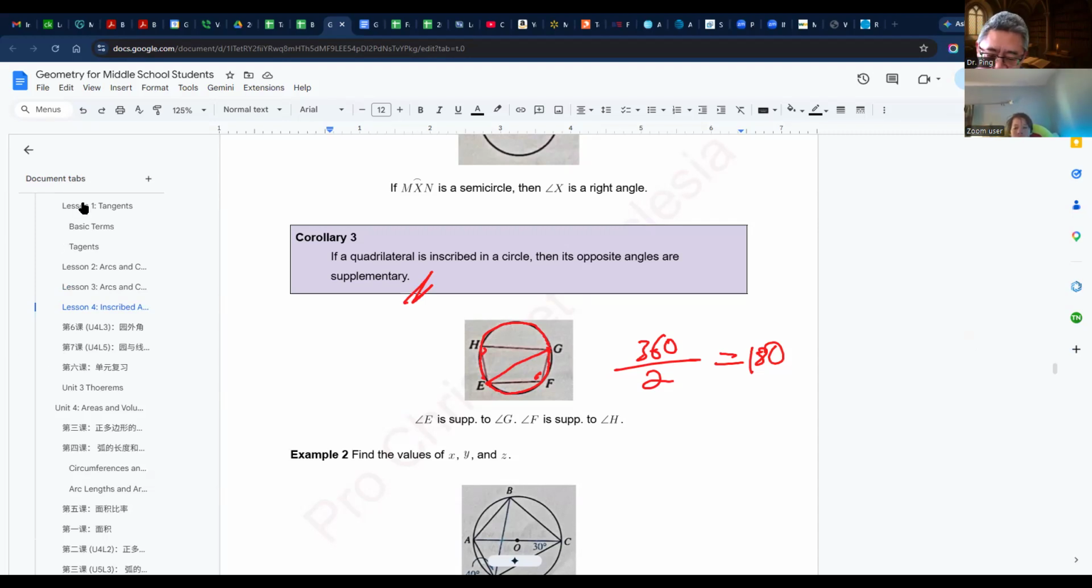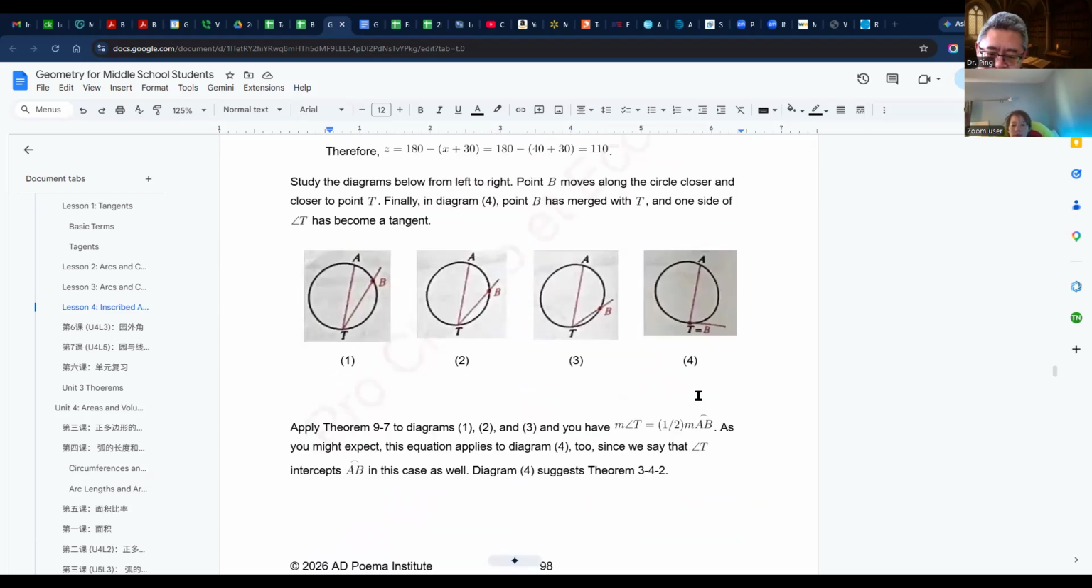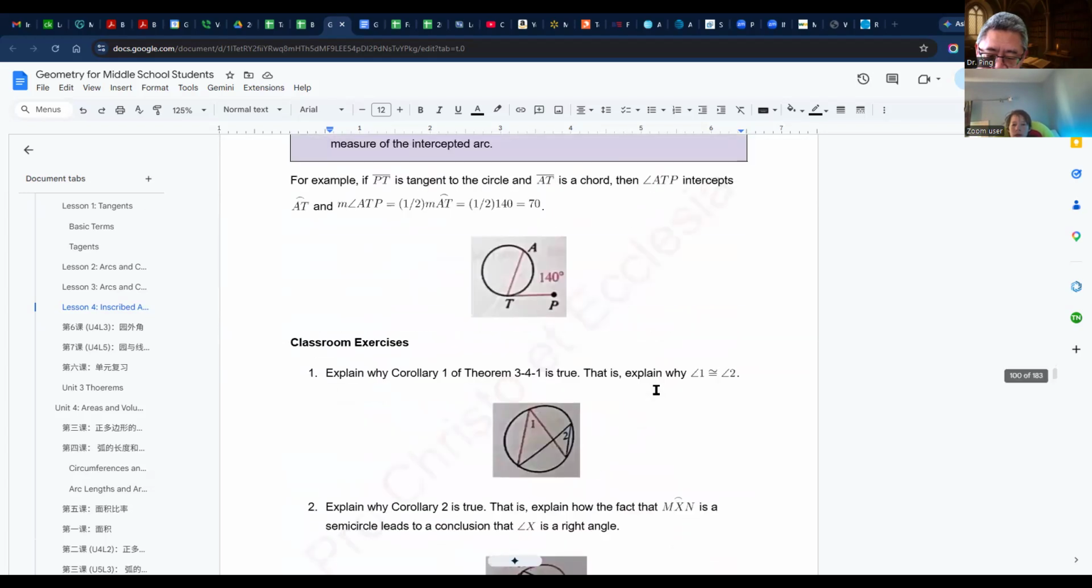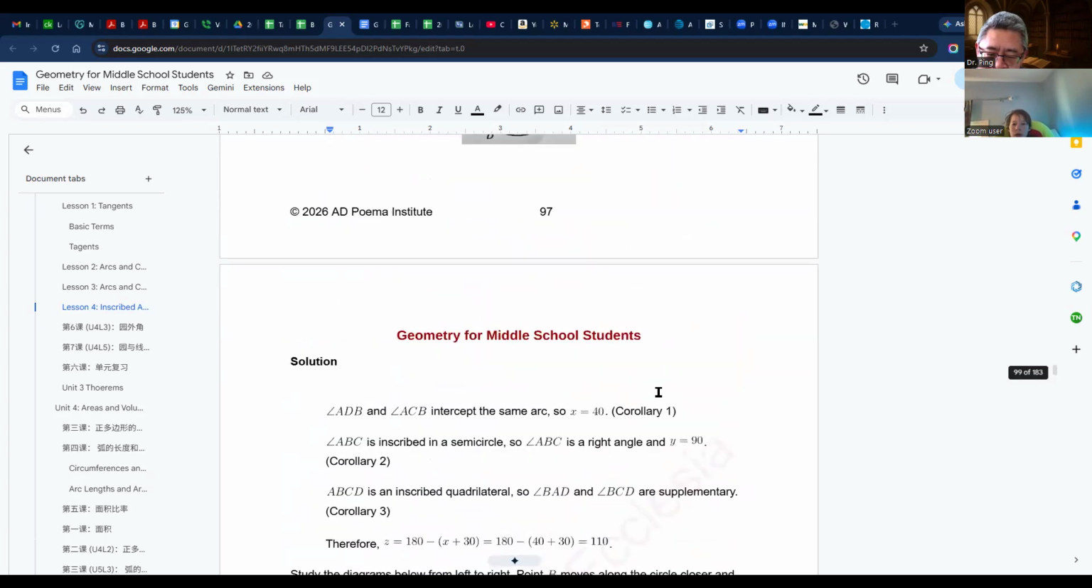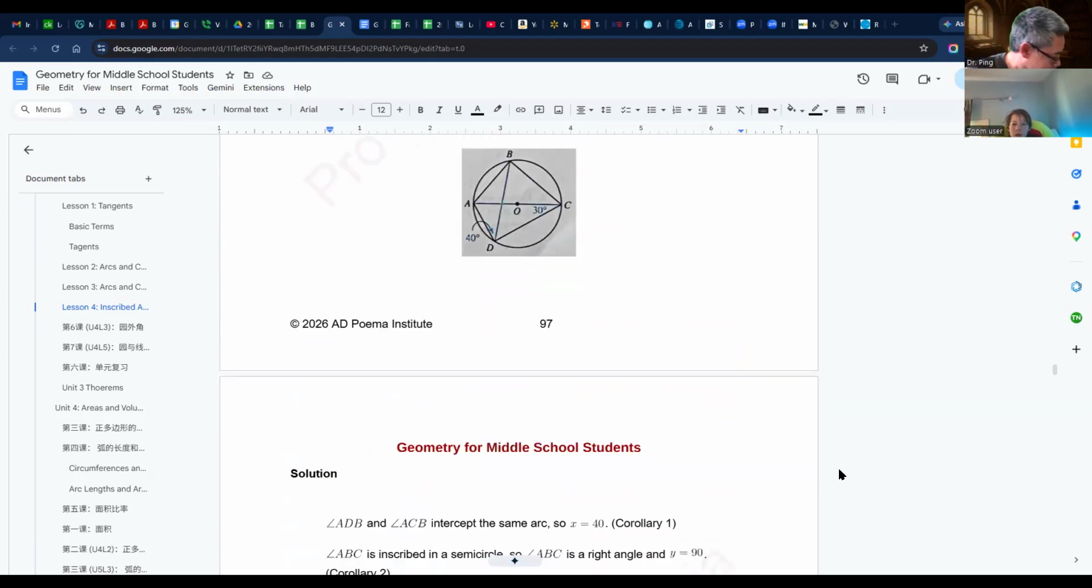All right, so now we're going to do another example. This one is to find x, y, z. Where's the x? Find the value of x, y, z. Oh, actually, let me see. Where's x? I don't see x. Give me one second, I must have missed somewhere.